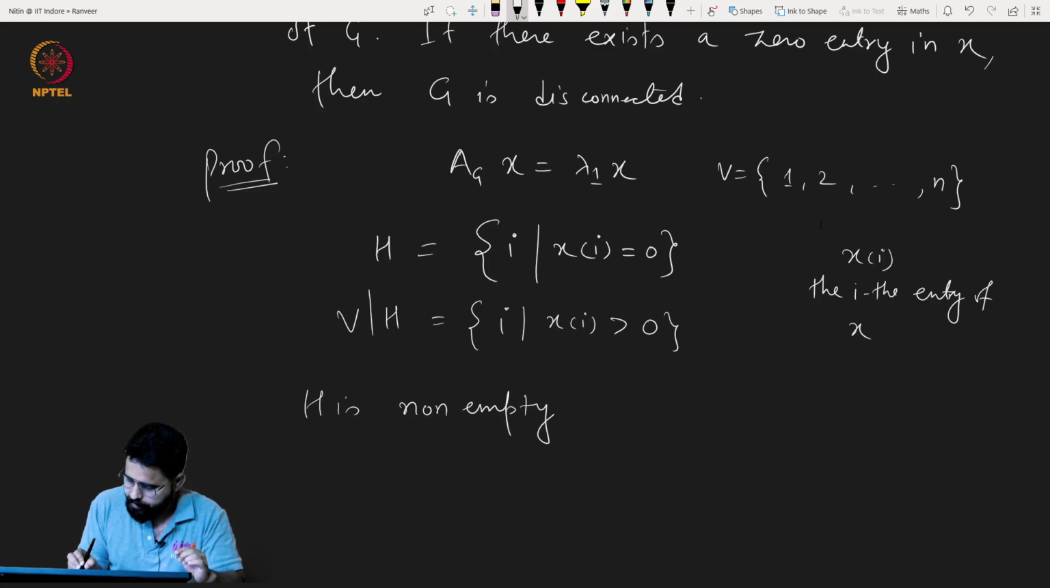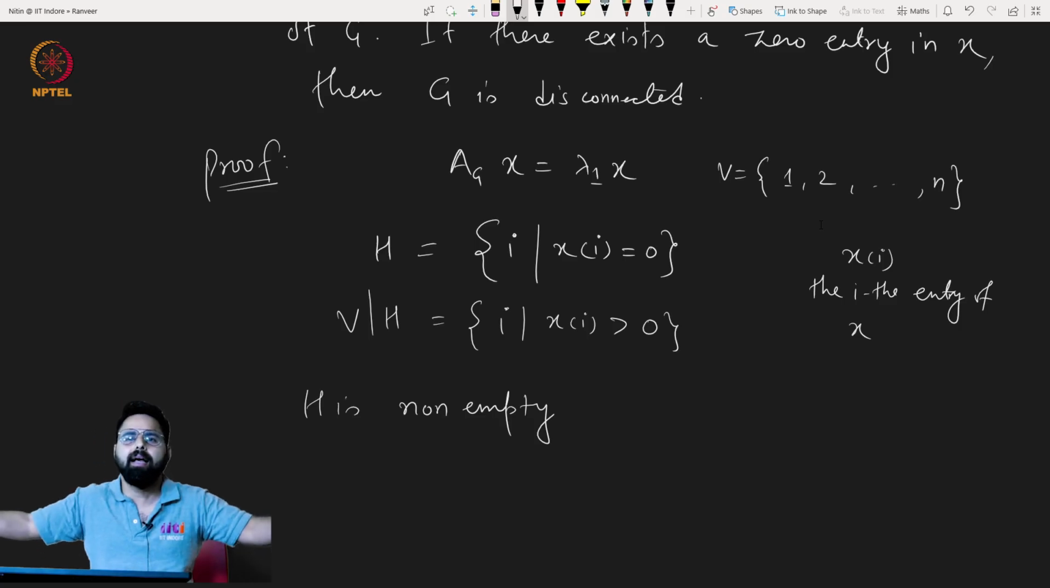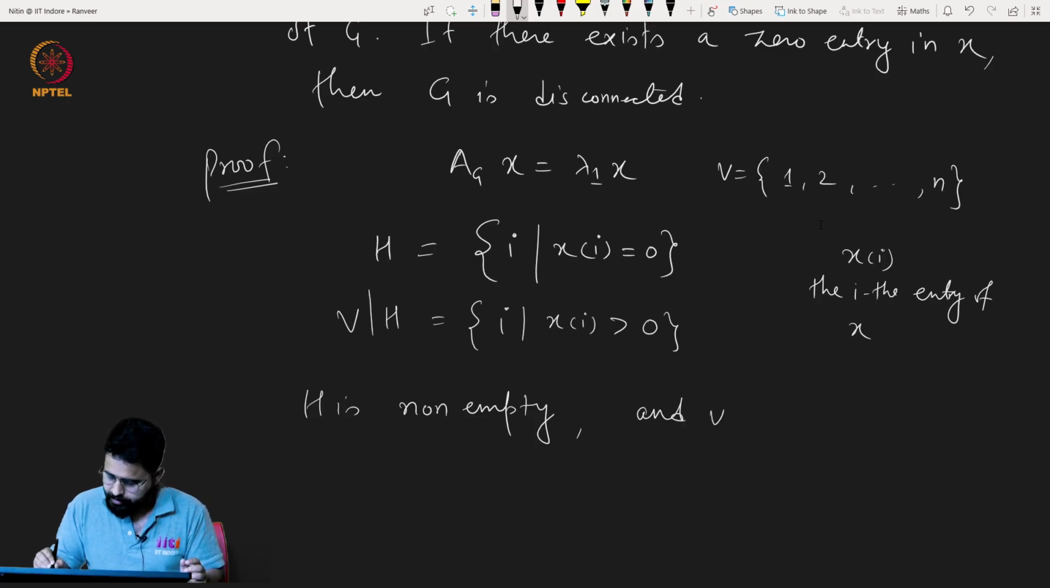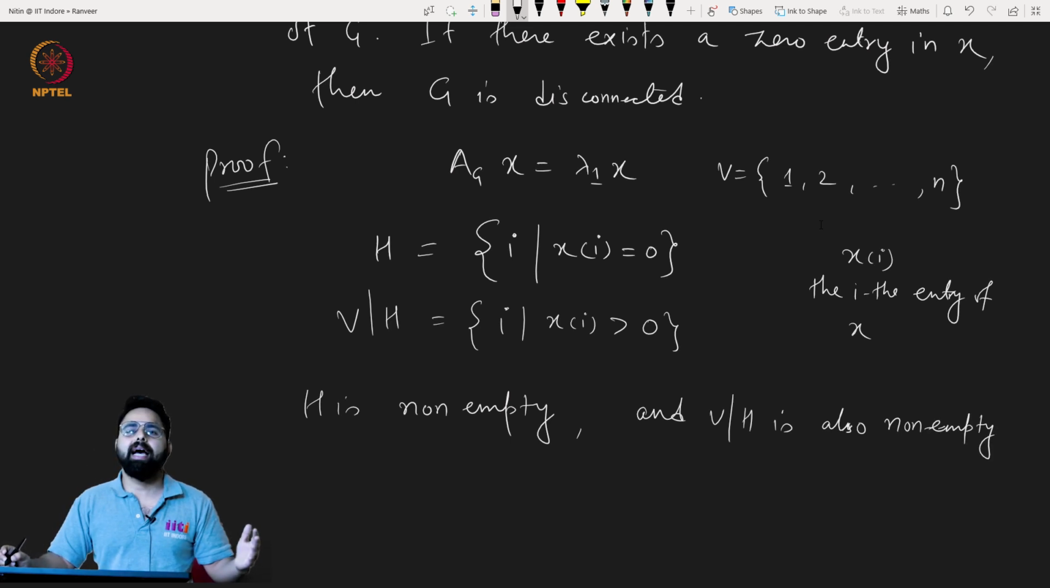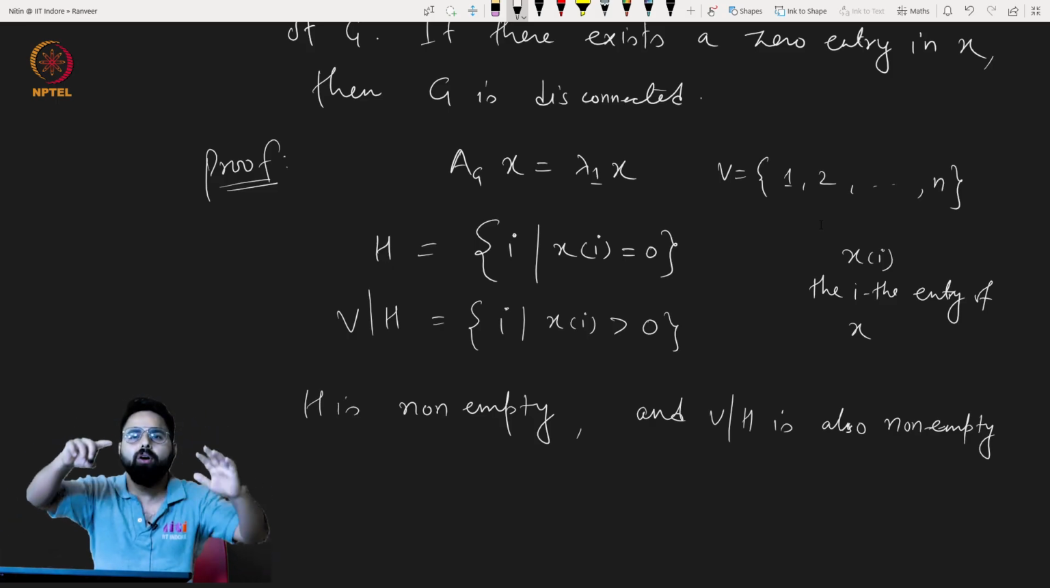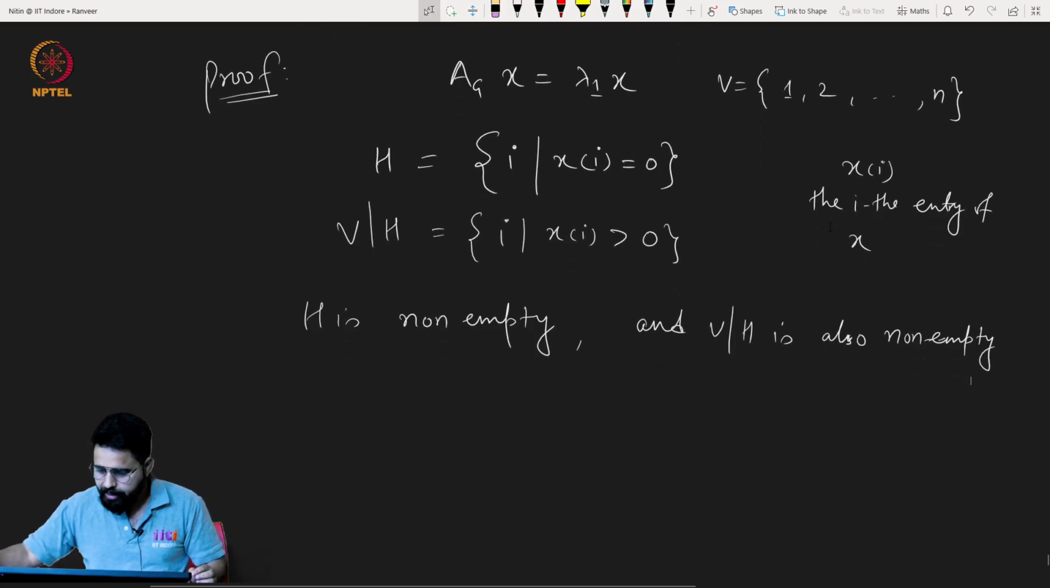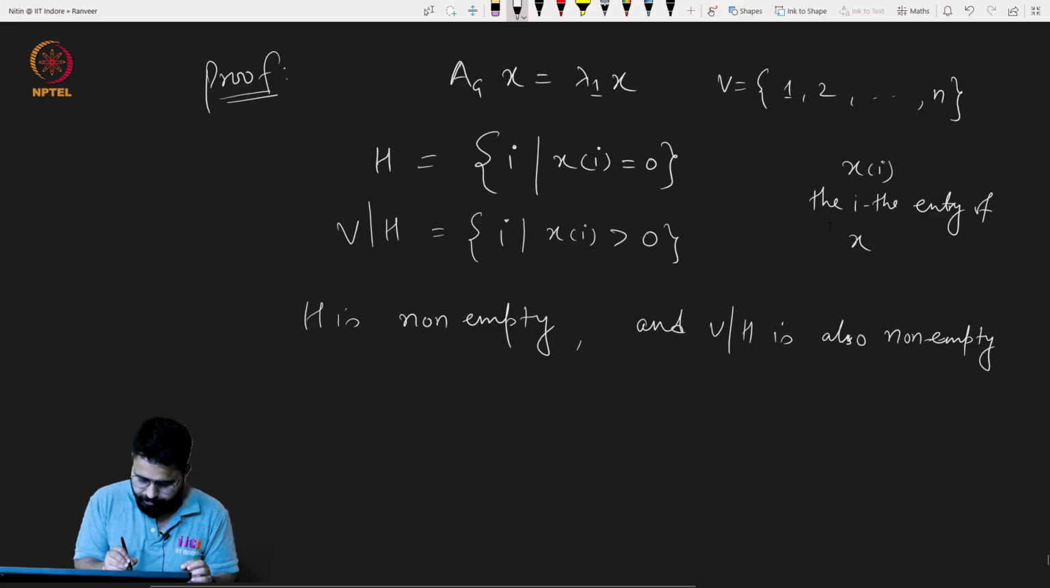Why? Because of the given, right? We are assuming that there are some zeros. So H is non-empty, and V minus H is also non-empty. Why is this true? This is non-empty because the eigenvectors by default are non-zero. Not all the entries can be 0. Okay, so this is also non-empty. Very good.